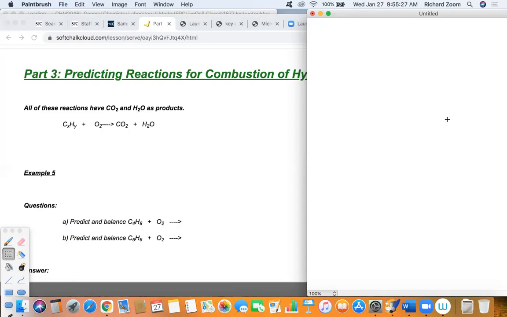But let's talk about some examples of these hydrocarbon combustion problems. We've got C4H8 plus O2. The products of these reactions are always CO2 and H2O. When we're balancing, the first thing we do is balance the carbon. So it'd be 4 in front of the CO2. And then we've got 8 hydrogens, so I put 4 out in front of the H2O like that. Does anybody have any questions so far?